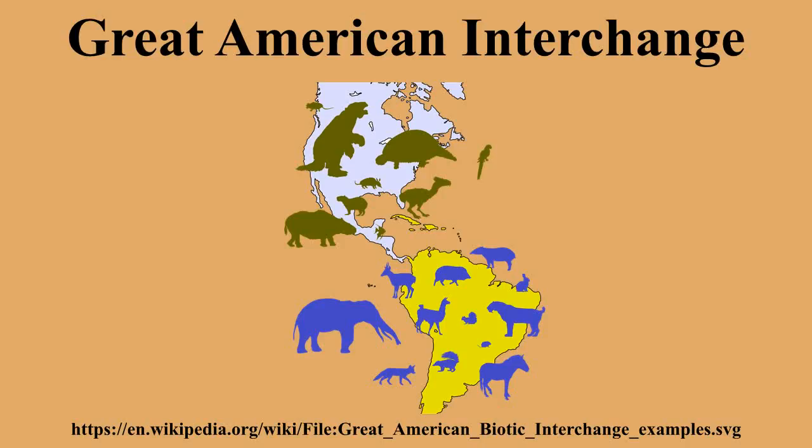The Great American Interchange was an important paleozoogeographic event in which land and freshwater fauna migrated from North America via Central America to South America and vice versa. As the volcanic Isthmus of Panama rose up from the sea floor and bridged the formerly separated continents, the migration peaked dramatically around 3 million years ago during the Piacenzian age.